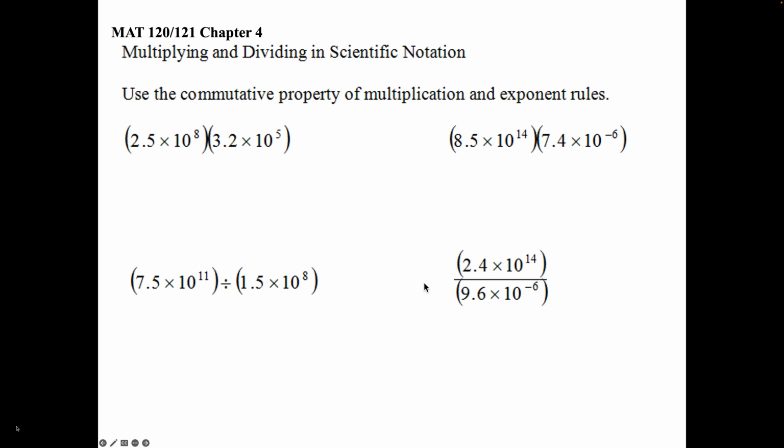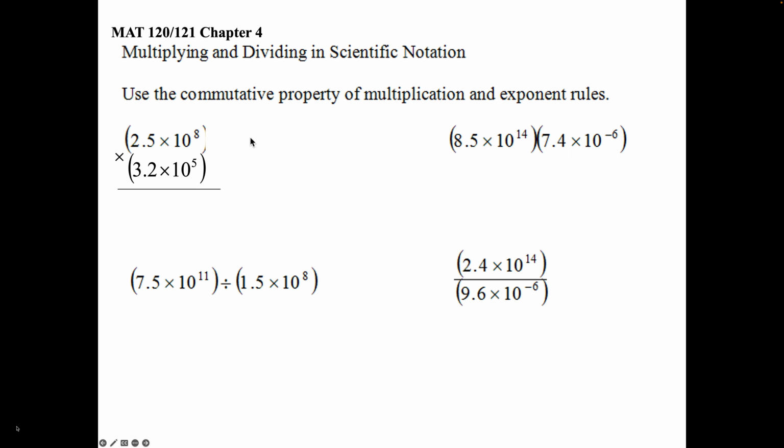Now, the reason we really like to work in scientific notation is because it makes multiplying and dividing scientific numbers incredibly easy, because we're going to use our exponent rules. What we're going to do is use the commutative property of multiplication with our exponent rules, because the commutative property says if I'm multiplying everything, I can multiply in any order I want.